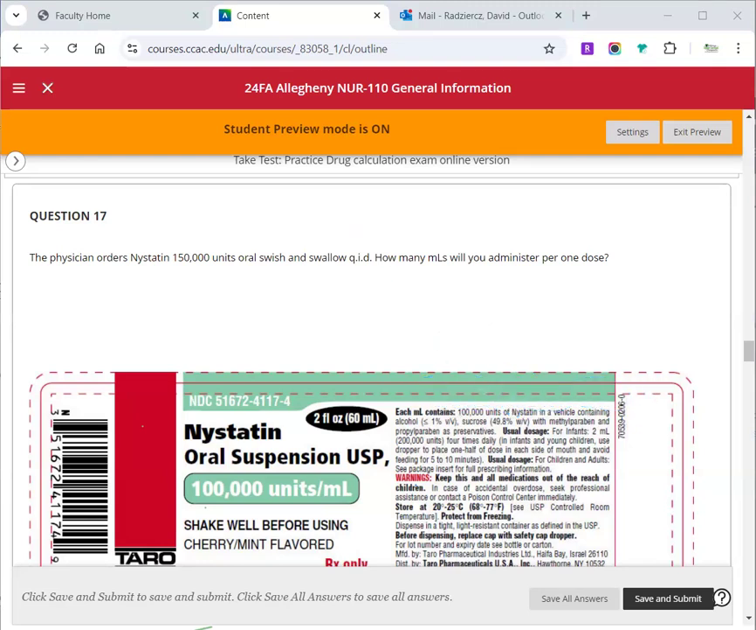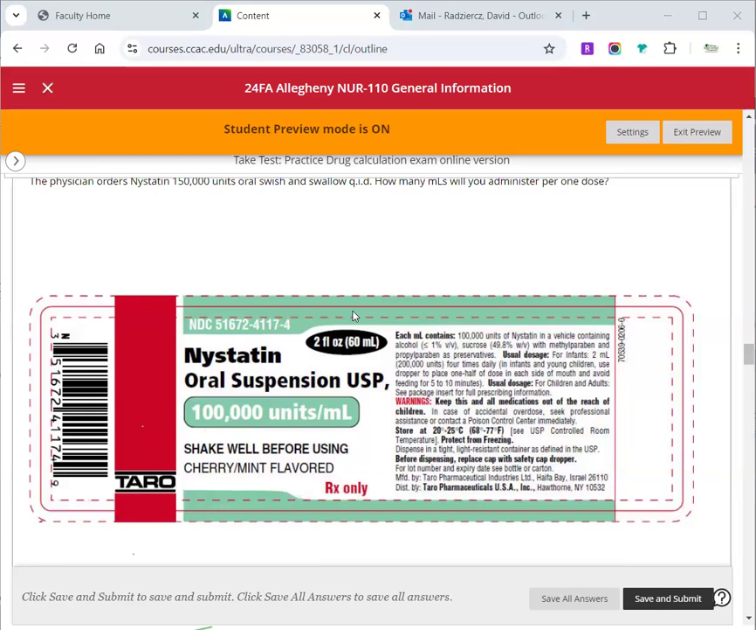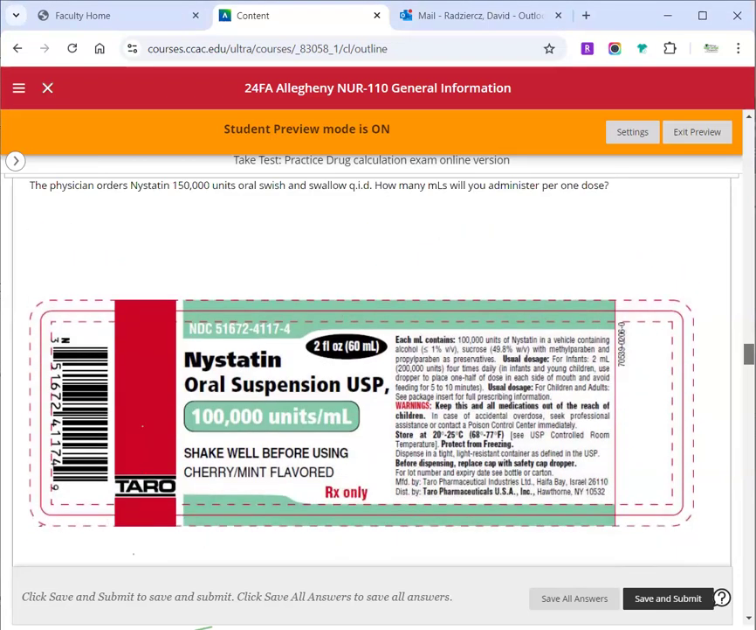Okay. So this is a nystatin question. It tells you that the physician orders nystatin 150,000 units oral swish and swallow 4 times a day. How many mLs do we administer per 1 dose? So we're going to do a couple things. We're going to look at what we have, what our available is. So our available right here says 100,000 units per milliliter.